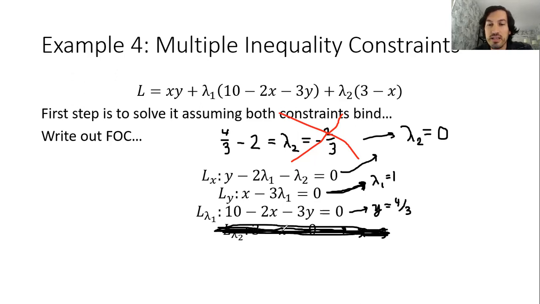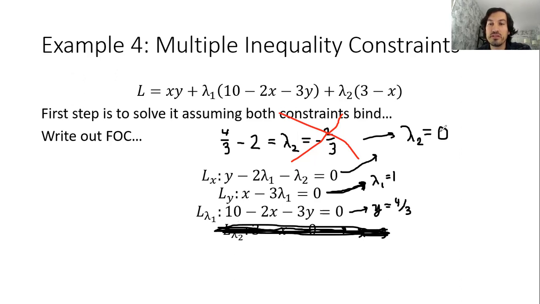This is sort of like the complementary slackness. You remember what I said about complementary slackness? If you know lambda 2 equals 0, that means 3 minus x could be anything. It doesn't hold with equality, so you just ignore it. Did that make sense? That's kind of an important step.